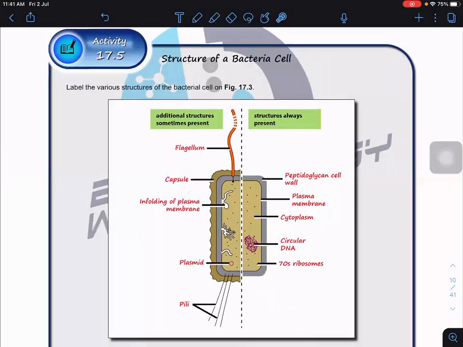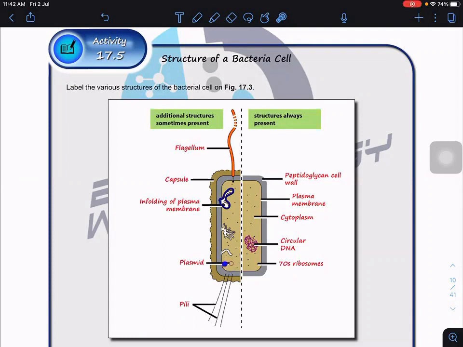Sometimes they may have extra structures, for example a flagellum, or a capsule, which is an additional protective structure. They may have infolding of the plasma membrane. When you have infolding of the plasma membrane like this, it forms a sac. This sac basically contains enzymes. If this bacterium can carry out nitrogen fixation, then inside you have the enzyme for nitrogen fixation. If they can carry out respiration, they don't have mitochondria, but they do have this infolding of the membrane called the mesosome, and they can carry out respiration inside, or infolding to carry out photosynthesis.